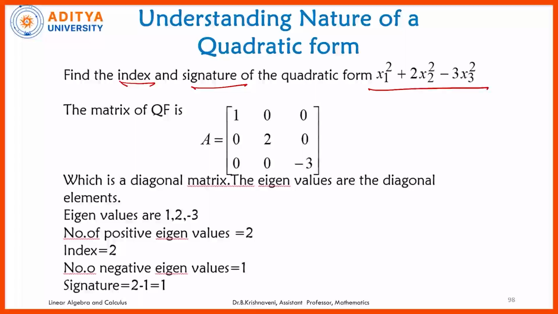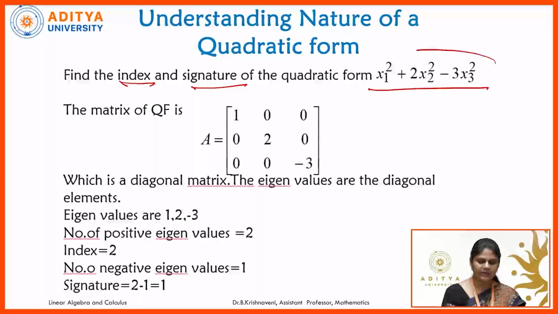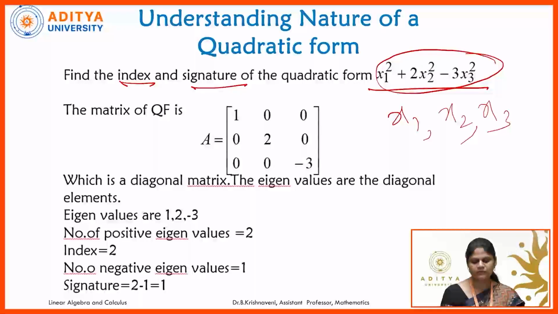x1 square plus 2x2 square minus 3x3 square. So it is very clear that it is representing a quadratic form in three variables x1, x2, x3 and getting the components only for x1 square, x2 square and x3 square. There are no mixed terms in this quadratic form, which means we are getting only diagonal elements, that is the coefficient of x1 square, coefficient of x2 square, coefficient of x3 square. The remaining coefficients, coefficient of x1 x2, coefficient of x1 x3 and so on, are all equal to zero. So that's why we get a diagonal matrix for this given quadratic form.